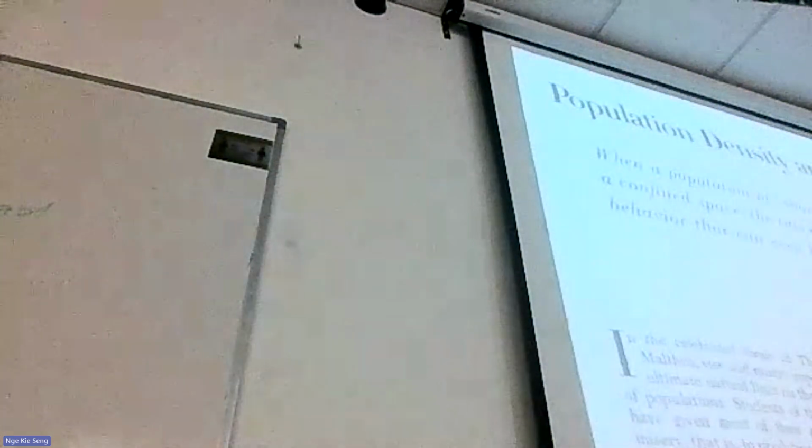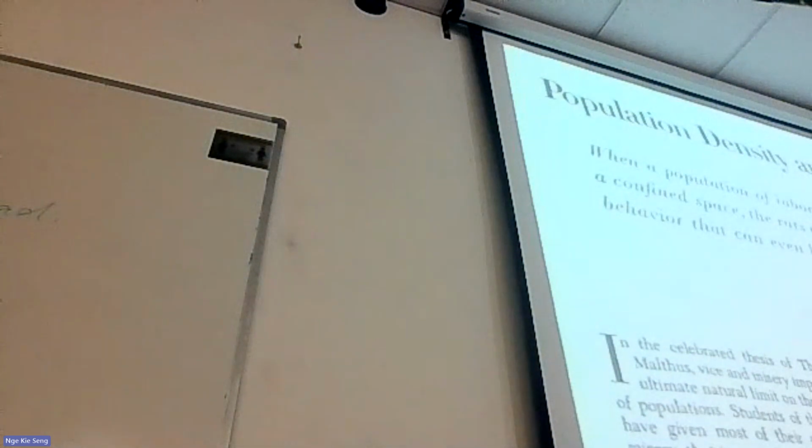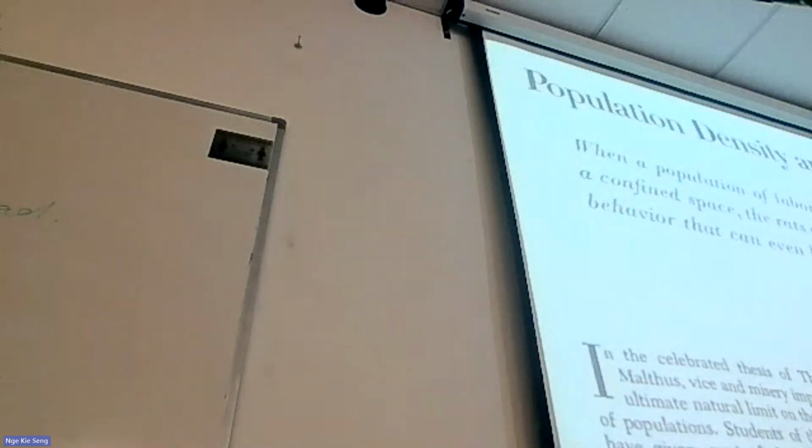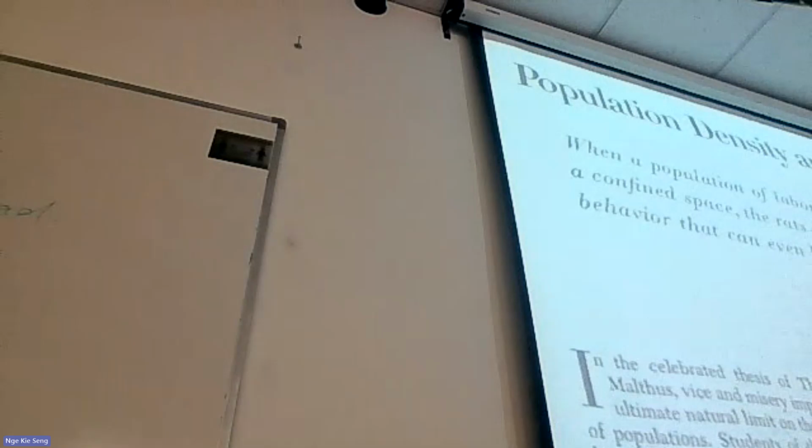Calhoun spent 8 years perfecting his enclosures and methods until finally, in February of 1962, an article of his writing was published in the magazine Scientific American. The article was entitled Population Density and Social Pathology.